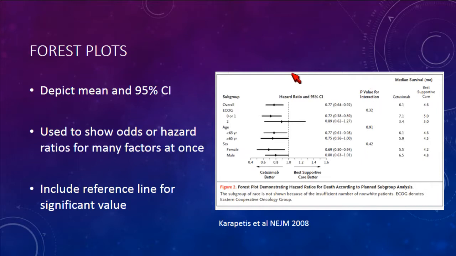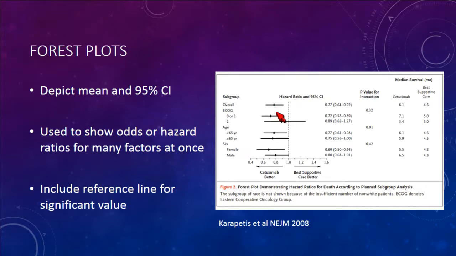Forest plots are very important for many of the risk studies that we do, particularly in the cancer community. This is a nice forest plot from the New England Journal looking at different performance status and other issues related to cetuximab therapy in colon cancer. And what you can see here is that they've provided a hazard ratio line of 1. This is the reference line for significance.